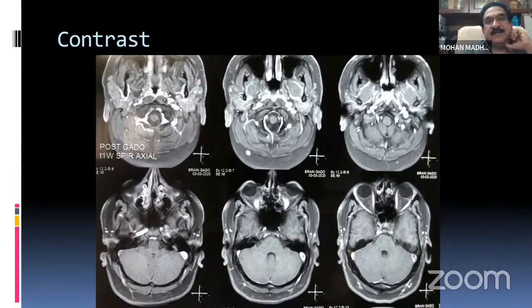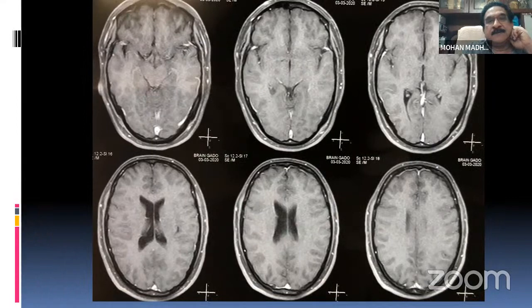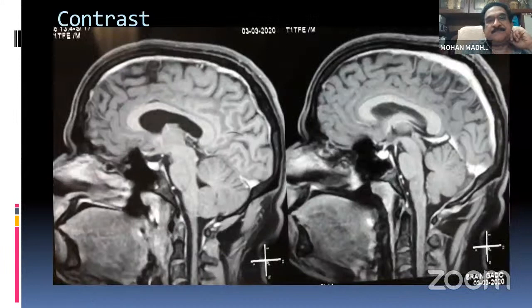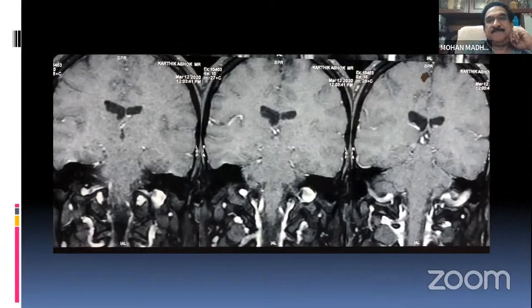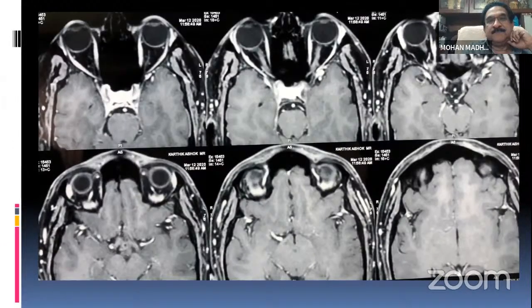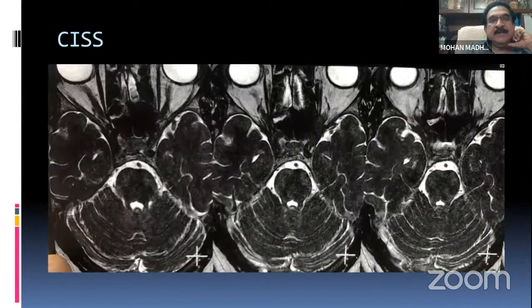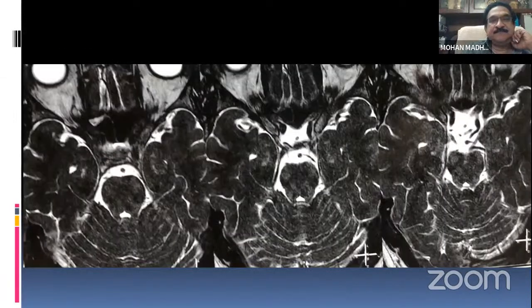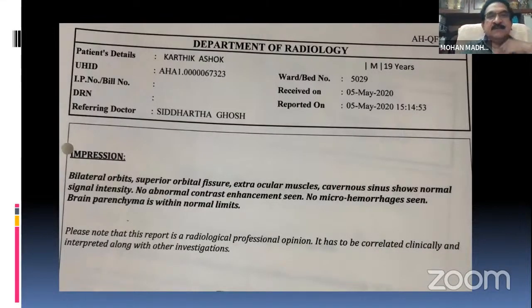This is a contrast film done at that time. Again, no area of enhancement. This is a sagittal cut. This is the sequence. Again, no abnormalities seen in the brainstem. This angio was done at that time. Okay, this is the impression of the report from the radiology.